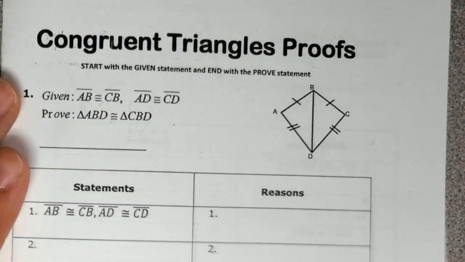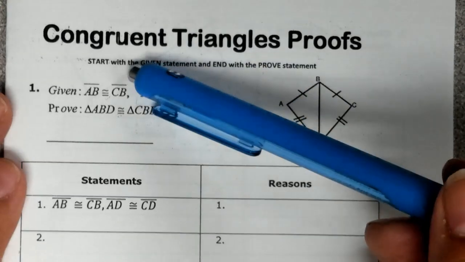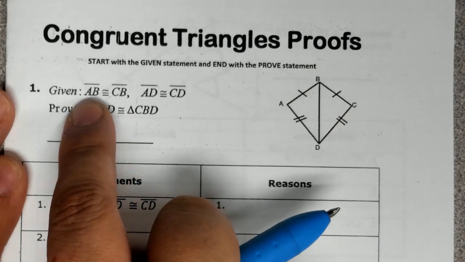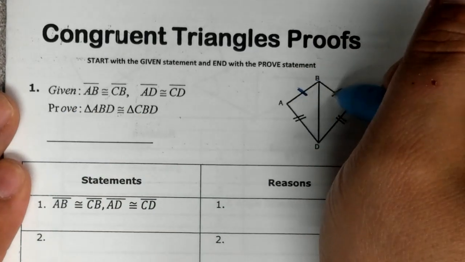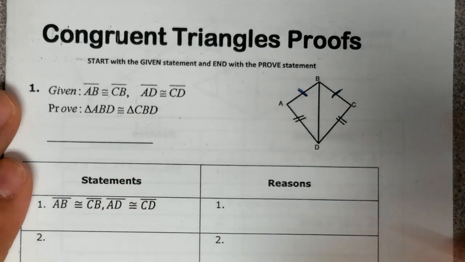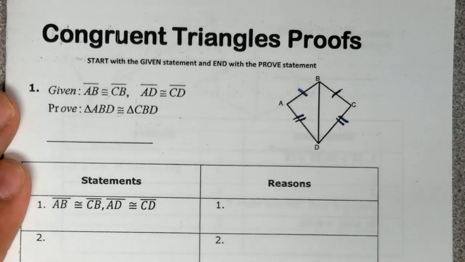Okay, with the proofs, remember, what are we always going to have? A given and a proof, right? So number 1 on our notes, we're given AB is congruent to CB. I'm just going to redraw over those tick marks. And we're given AD is congruent to CD. That's right here, and here is congruent to this one and this one.